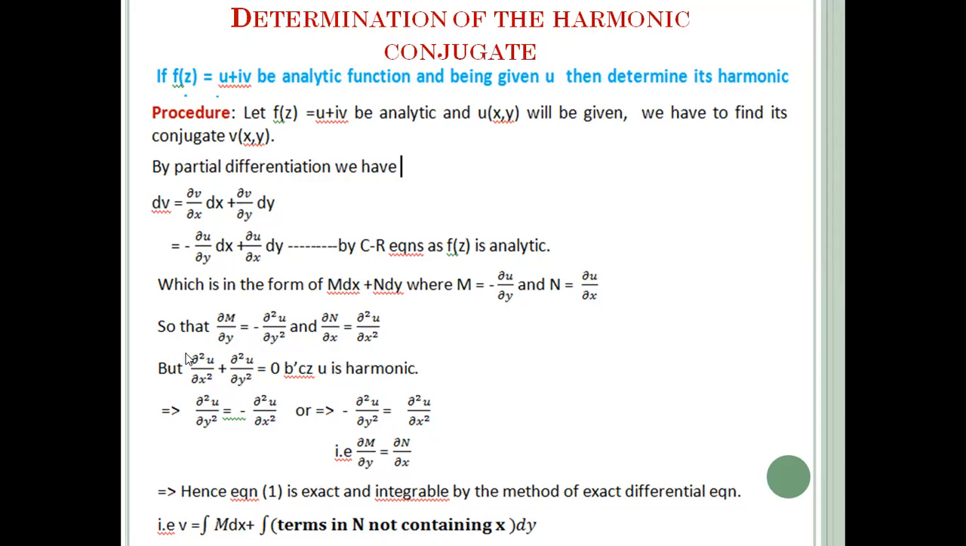Because already in BSc 2 you studied that if dy is m dx plus n dy and ∂m/∂y equals ∂n/∂x, that equation is exact. Like that, this dv equal to m dx plus n dy is an exact differential equation. Afterwards, in the examples also, anywhere if you come across, you write directly that it is exact. So by using the solution of exact differential equation, v is the integration of m dx plus the terms of n not containing x, into dy. This is the procedure which you studied. So this is equal to phi, which is the conjugate of u. So this is the procedure to determine phi.